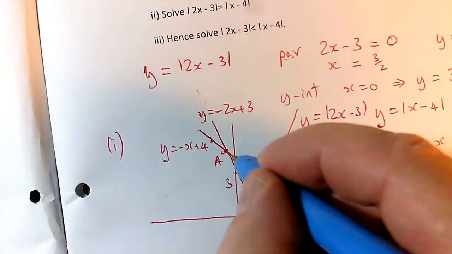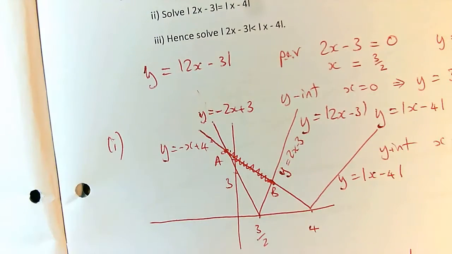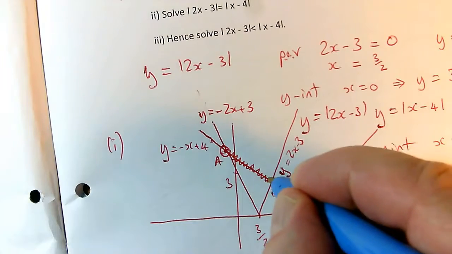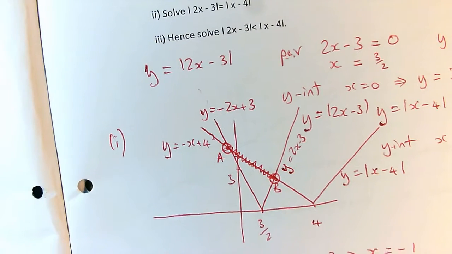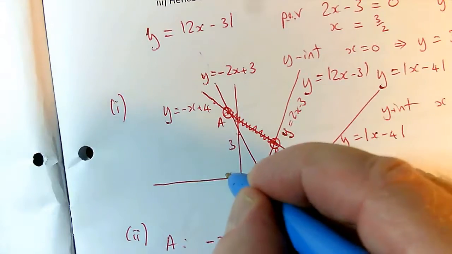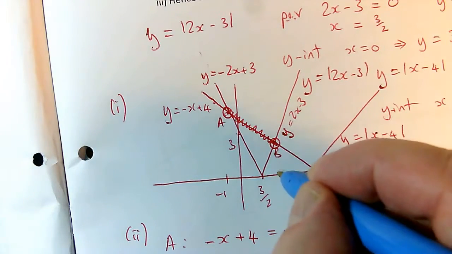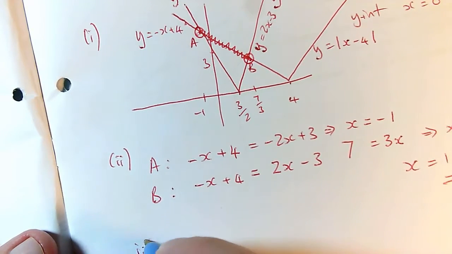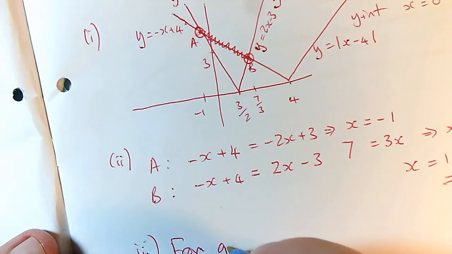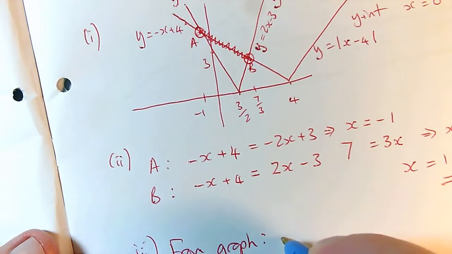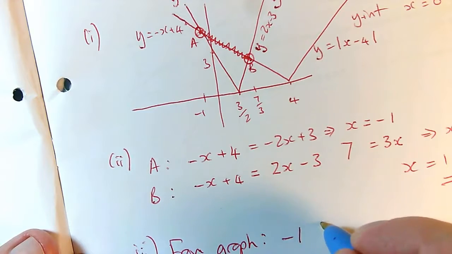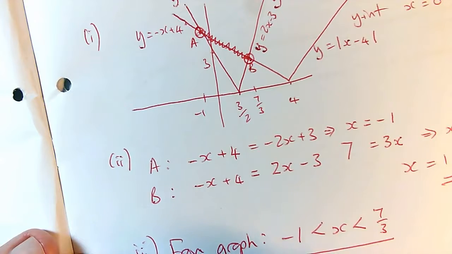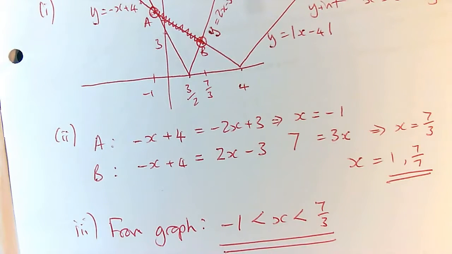So the best place to be, if I want the modulus of x minus 4 to win, is between the points A and B in this particular case. And it's a strict inequality, so I'm not allowed to be at A or at B, so I can put empty circles there. So I know the x values that I found earlier: minus 1, and 7 over 3. So my answer for part 3, from the graph, I've got to be between those: minus 1 is less than x is less than 7 over 3. That's my solution set to my inequality, and I finished that question. Hooray.